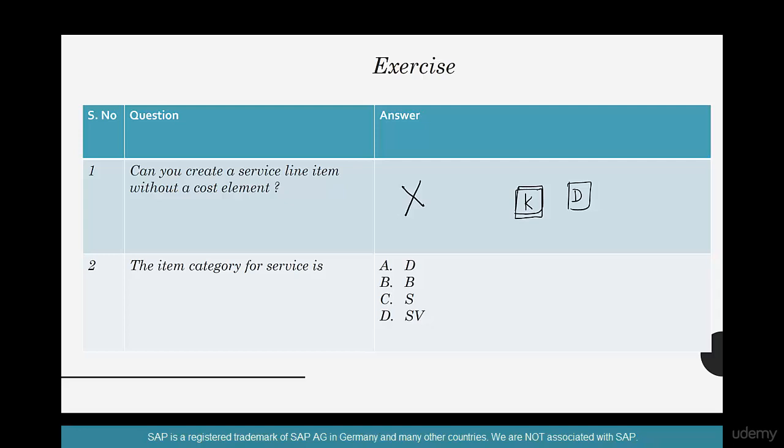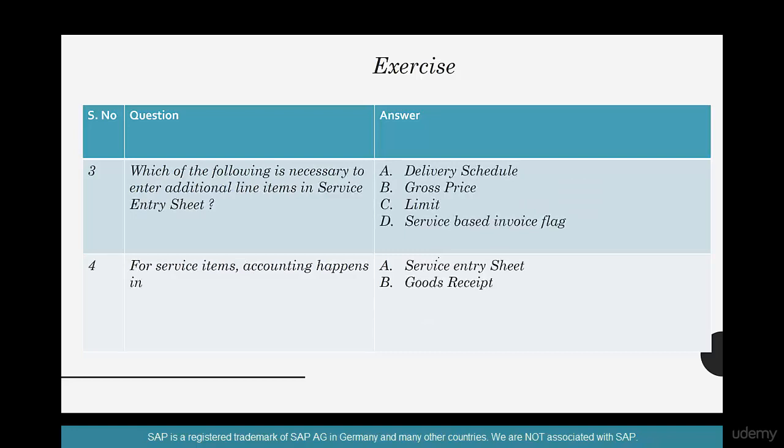Second question, the item category for service is D. So if you answer the first question, you almost answered the second question, right? Which of the following is necessary to enter additional line items in service entry sheet? Not delivery schedule, not gross price, but limit. Remember, we have set a limit of $100 at the line item level. And without setting that limit, we were not able to enter unplanned items in the service entry sheet.